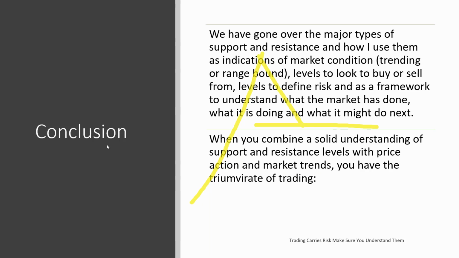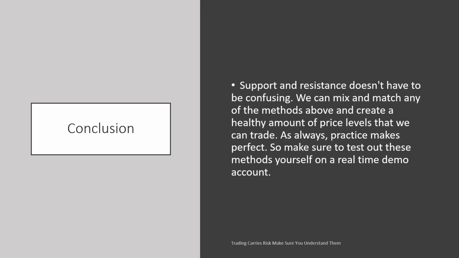Now, we have gone over the major types of support and resistance and how I use them as indications of market conditions, whether the market is trending or range bound, as levels to look at to buy or sell from. Levels define risk and are a framework to understand what the market has done, what it is doing, and where it might go next. When you combine a solid understanding of support and resistance levels with price action and market trends, you have the triumvirate of trading. You can't ask for any more than that.